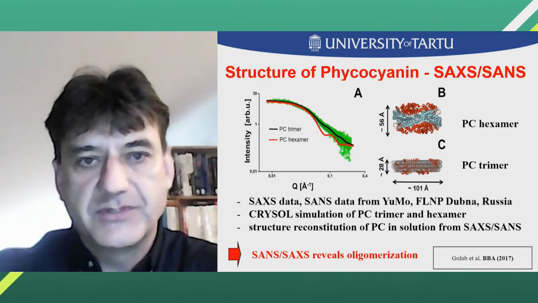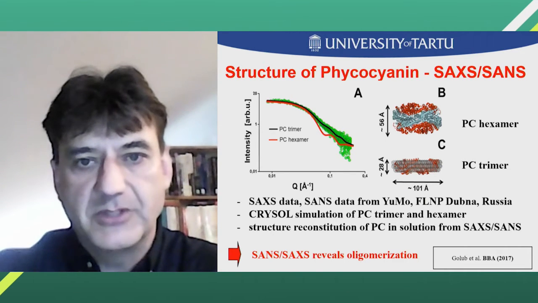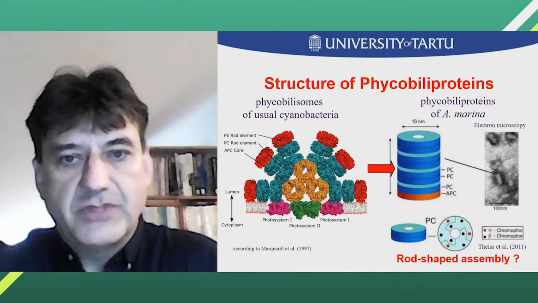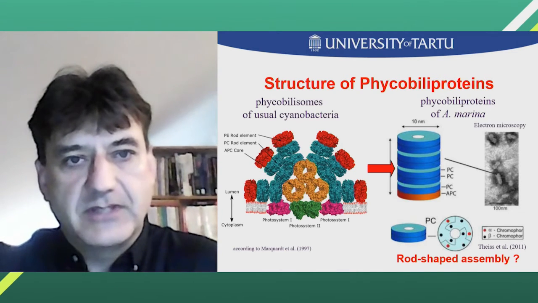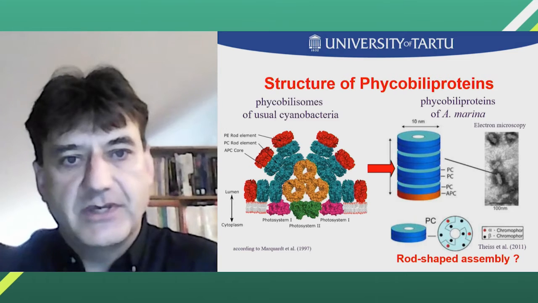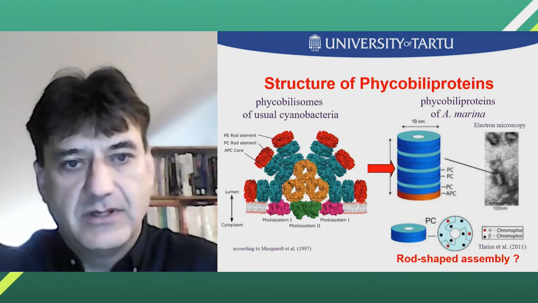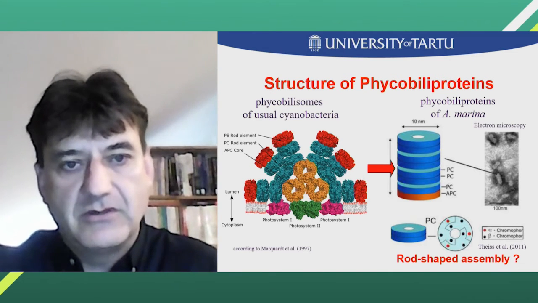So here for our sample, we can rule out the hexamer structure. But what can we contribute to the question of the supercomplex that phycocyanin forms? In usual cyanobacteria, you see the structure on the left side of the slide, which is very complex. You have several rods radiating from a central core.